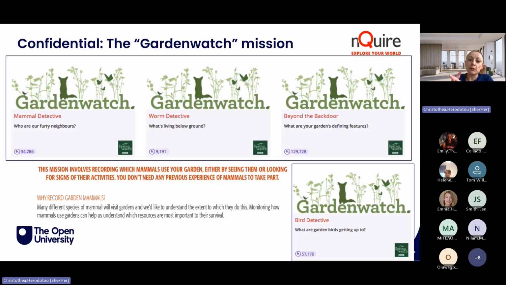Another example is the Garden Watch mission. This happened a few years ago. It was the most successful one in terms of number of contributions. We reached more than 200,000 responses. It was a study in collaboration with the British Trust of Ornithology. And here the idea was to go out in your garden and become a detective and find the mammals, worms, and birds that live in your garden and record them on nQuire.